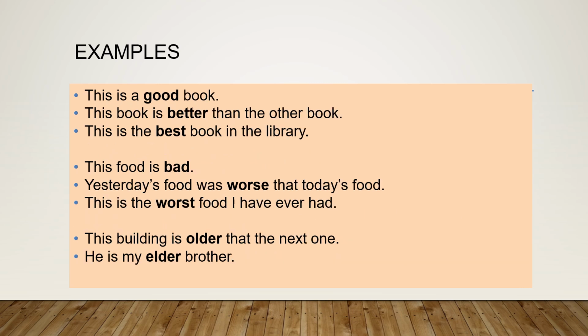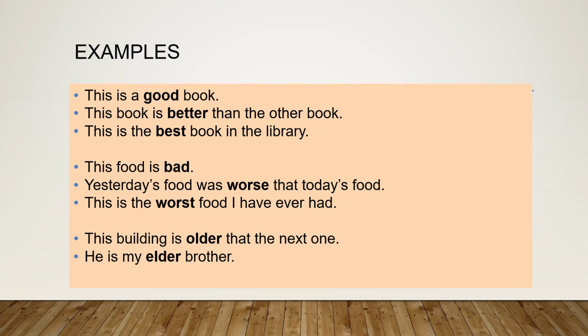Here we have some further examples of degrees. This is a good book. No comparison, only one book. Description, positive, good. This book is better than the other book. So you have two books now, this book and the other book. So you say better. This is the best book in the library. You have many books there. Comparison is with many books and therefore superlative, the best.